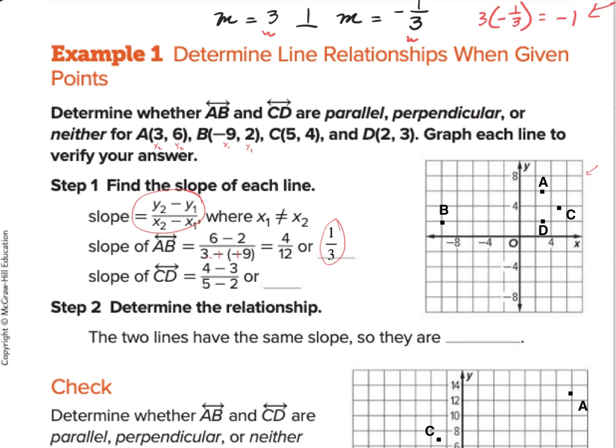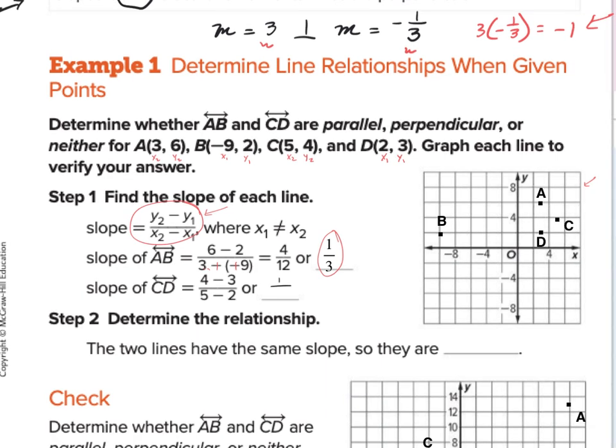For CD, they did the same thing. It looks like this is going to be x2, y2, x1, y1, and they plugged it into our formula, and they came up with 4 minus 3, which is 1, over 5 minus 2, which is 3.